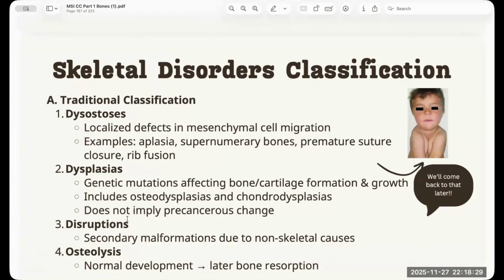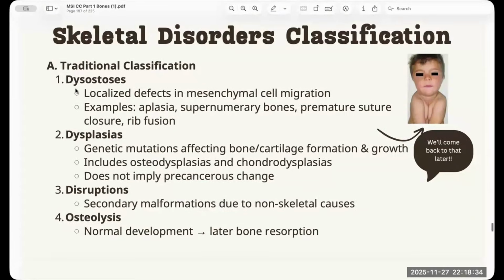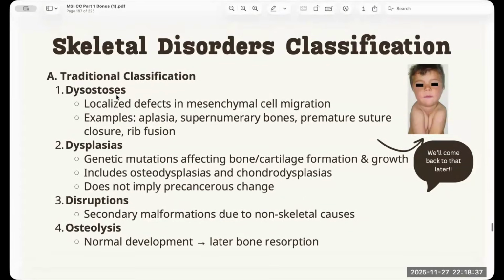First of all, the first classification is the traditional one. Okay? There are four entities under that. So first of all, there's dysostosis, which is localized defects in mesenchymal cell migration. And examples for that would be aplasia, supernumerary bones, premature suture closure, and rib fusion. Dysplasias would show genetic mutation, bone cartilage formation and growth, and includes osteodysplasias and chondrodysplasias, okay? Does not imply precancerous change, however.